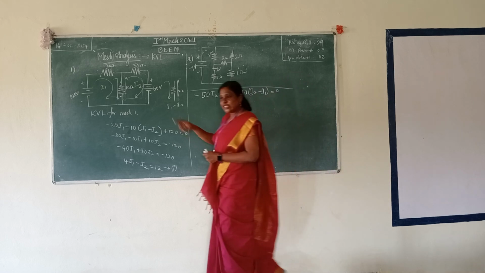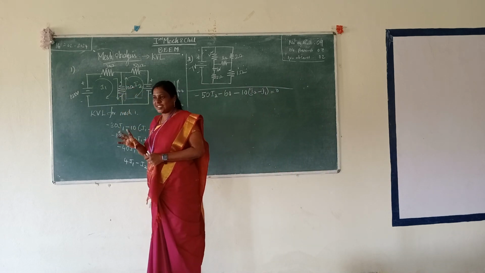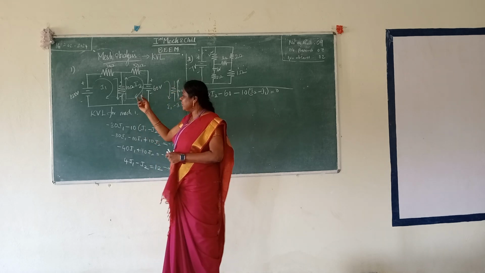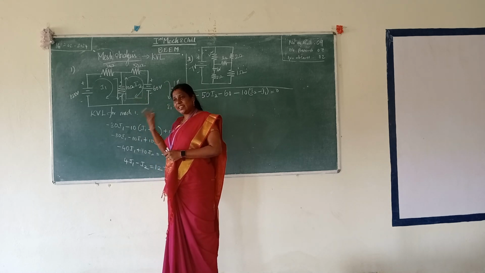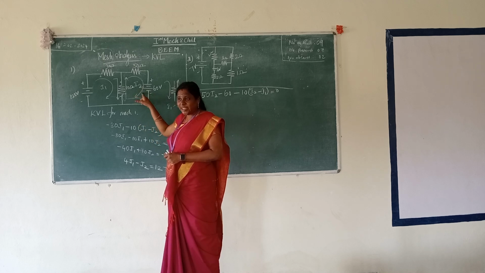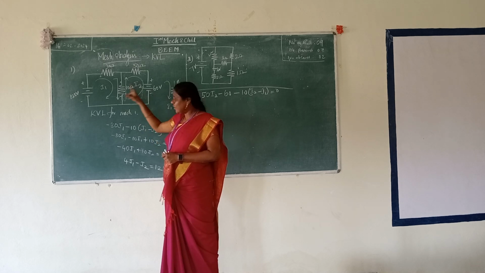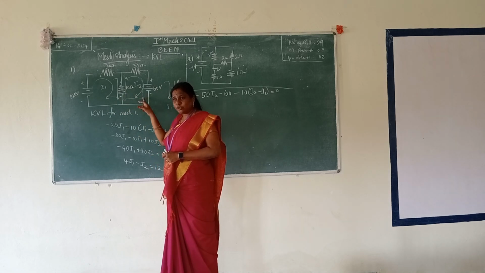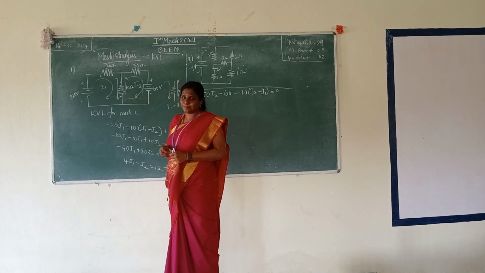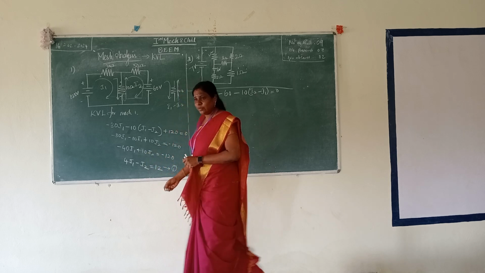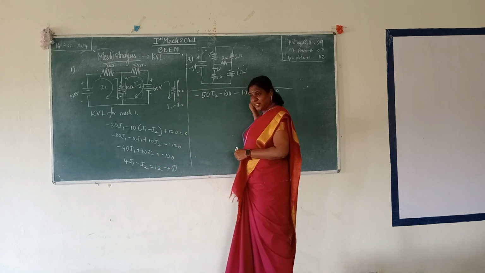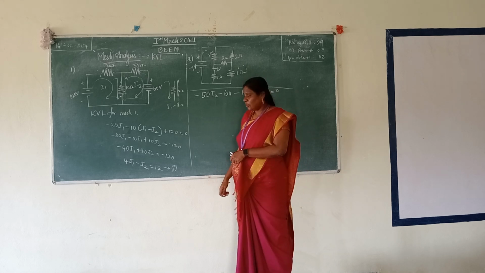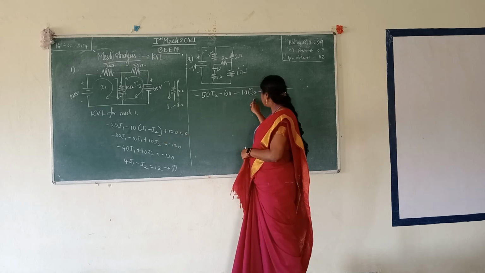Because if I write for the first loop, I assume the first current is greater, so I am writing I1 minus I2. If I write for the second loop, I am assuming the second current is greater, because the second current is the dominating current here. Here the first current is dominating, here the second current is dominating. So I should write I2 minus I1 is equal to 0. So that is very, very important. If you change it, again the answer will be wrong. So this is I1 minus I2, this is I2 minus I1.